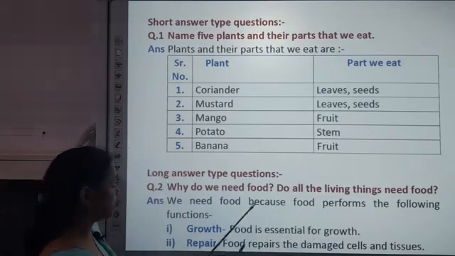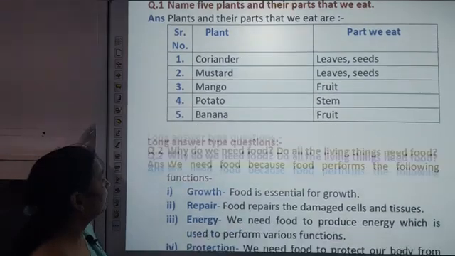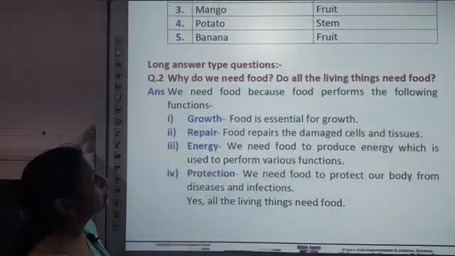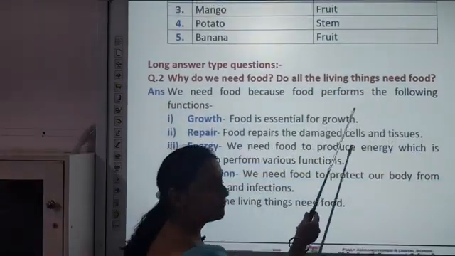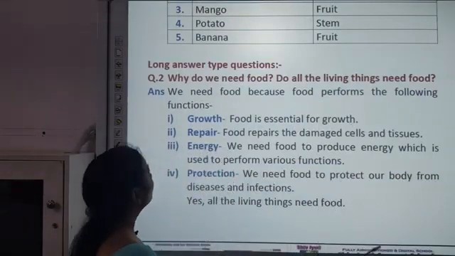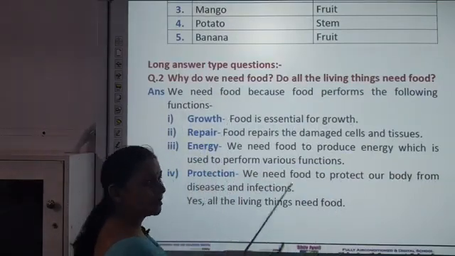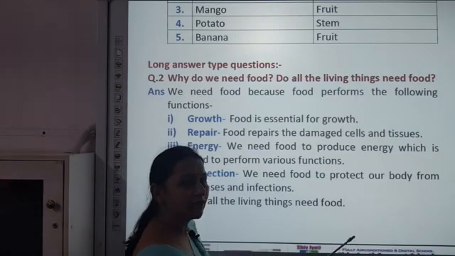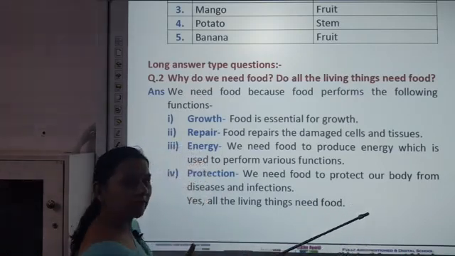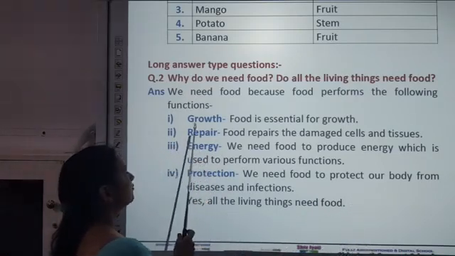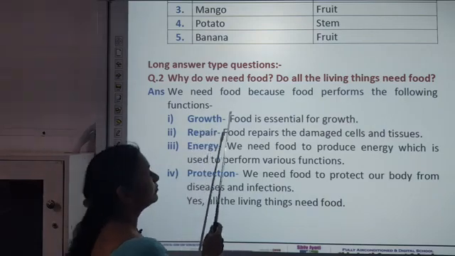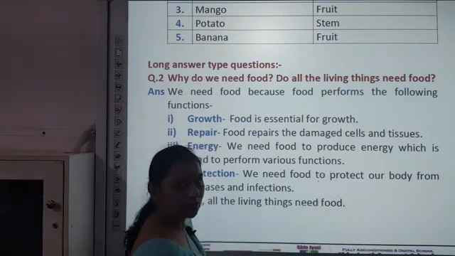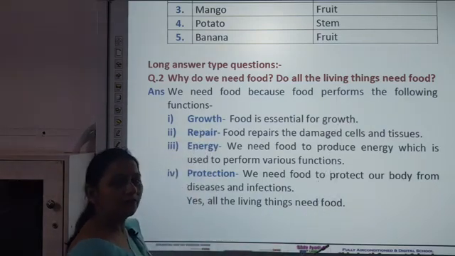Our next question, why do we need food? Do all the living things need food? Yes, you all know that we need food because food performs different functions in our body. And what are the functions? Let us discuss. The first one is growth. Food is essential for our growth because we need to grow up, so we need to have food for our growth.